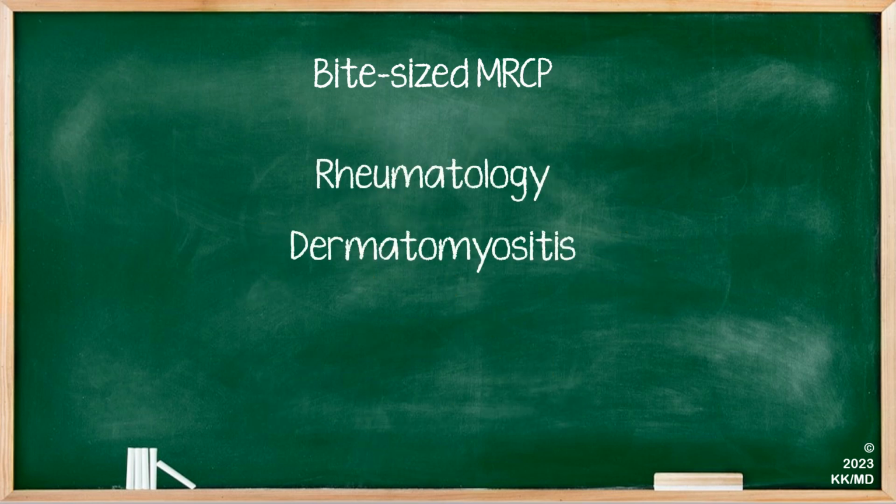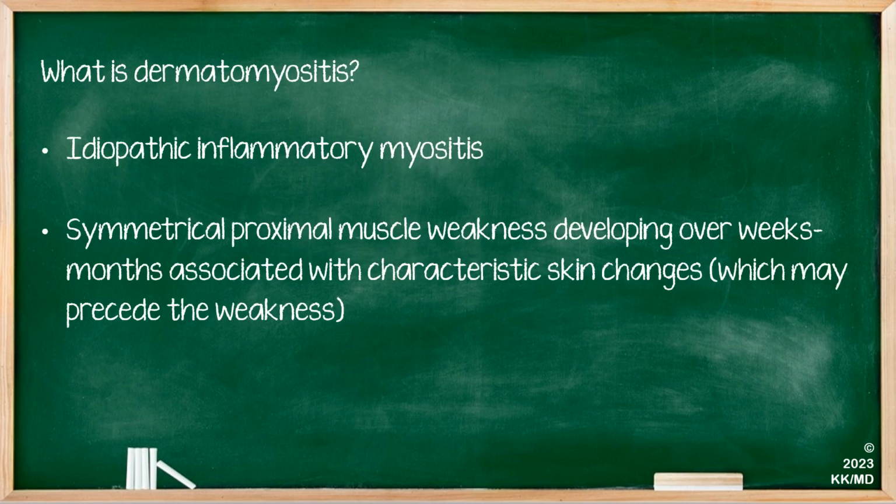which is dermatomyositis, part of our rheumatology revision series. So what is dermatomyositis? It's an idiopathic inflammatory myositis, just as polymyositis was in the previous episode. So this one is characterised by symmetrical proximal muscle weakness, which can develop over weeks to months, but this one is associated with a characteristic skin change, and these may precede the weakness.